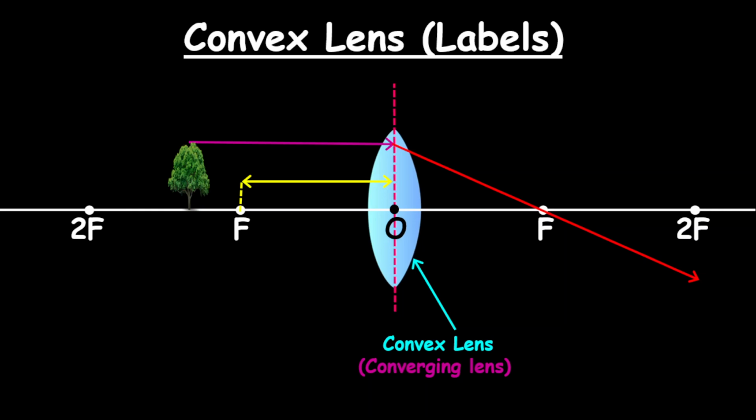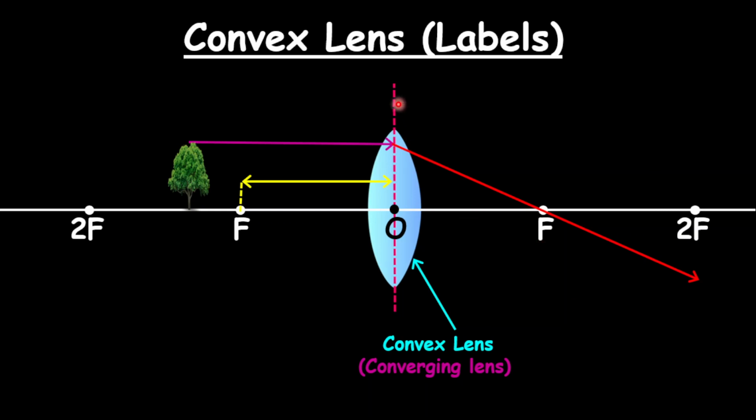The reason for this is that when parallel rays pass through a convex lens, the refracted rays will converge, which means they will come together. And when they come together, they will pass through a common point or a single point, which is called the principal focus. This is labeled as F.